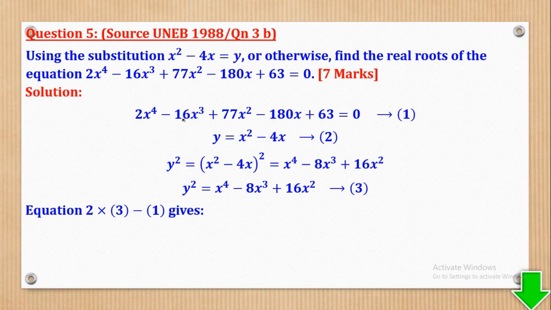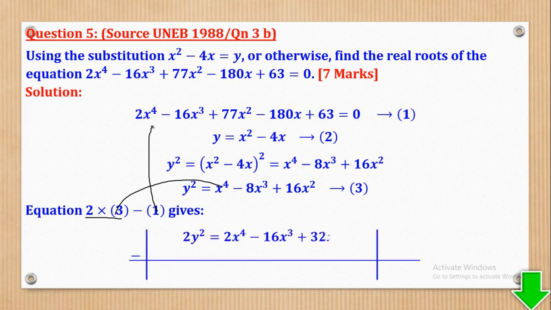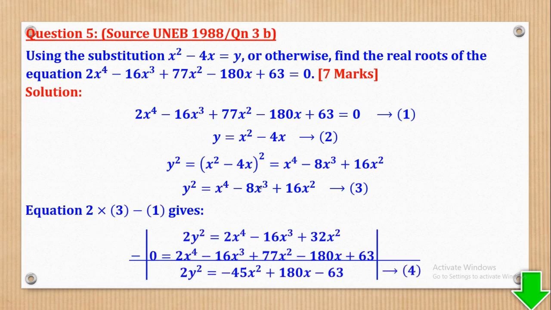So now I want to use the elimination method. So if I say 2 times equation 3, when I apply 2 throughout this, minus equation 1, this is what I'm going to come up with. So 2 times this gives you this, and this equation 1 is here. So when I subtract, I'll come up with this equation, to call it equation 4.